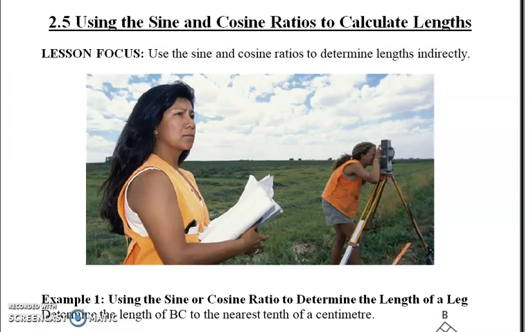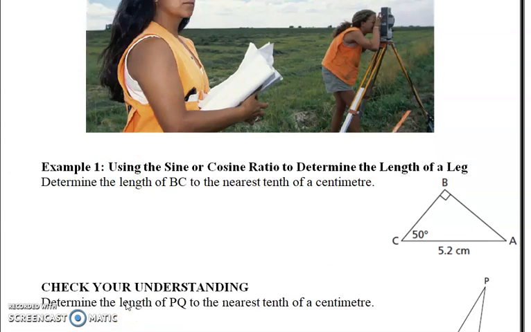So in the previous lesson we learned to calculate the angle. Now we're going to go back and start calculating the length of one of the sides. And we did this when we did the tangent in 2.2. So it's very similar to that, only now we're going to be given the hypotenuse, and we're going to look at using sine or cos in order to determine what we have.